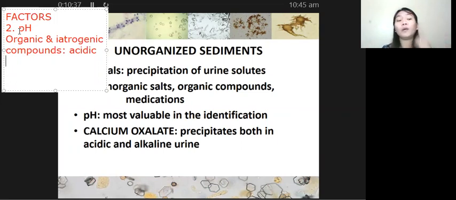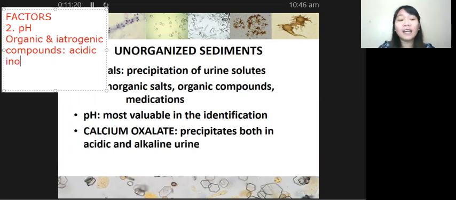Alright, so class, are we familiar with the term iatrogenic? So pag sinabi po nating iatrogenic, these are compounds or substances which have been administered to us as part of medical therapy, okay? So as part of treatment, as part of testing, as part of monitoring a patient's condition. Okay? So kasali sa iatrogenic compounds na yan yung mga medicines, or drugs na ina-administer sa atin. Okay, medications, iatrogenic compounds. All right?